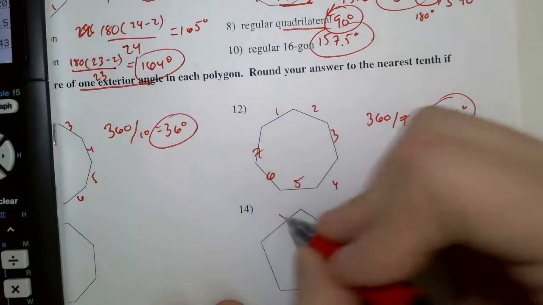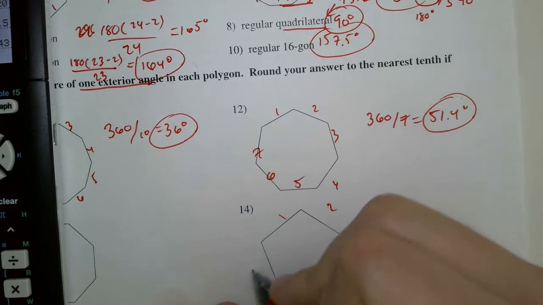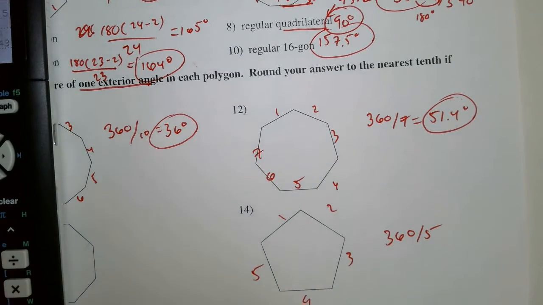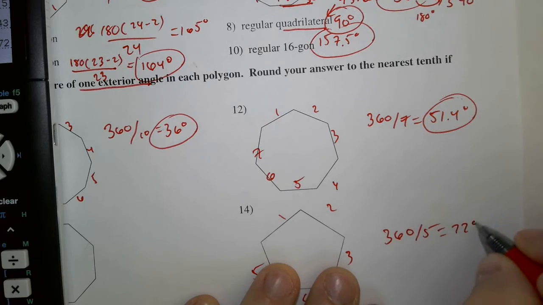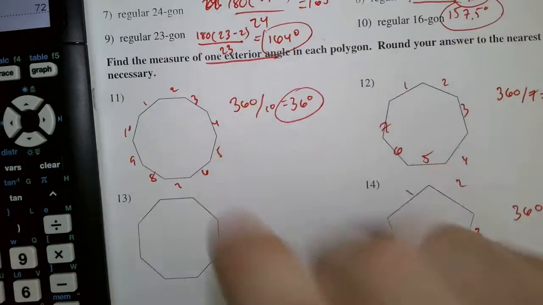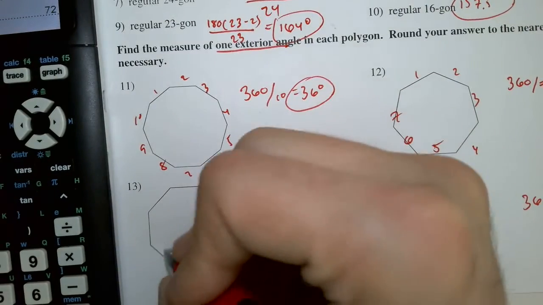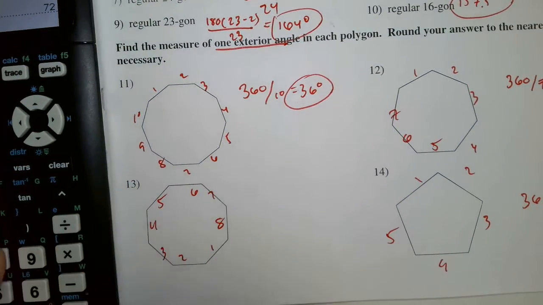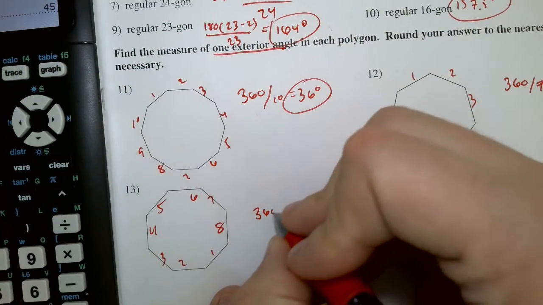0.428. 1, 2, 3, 4, 5. 360 divided by 5 is 72 degrees. That one looks like 8. 1, 2, 3, 4, 5, 6, 7, 8. 360 divided by 8, 45.